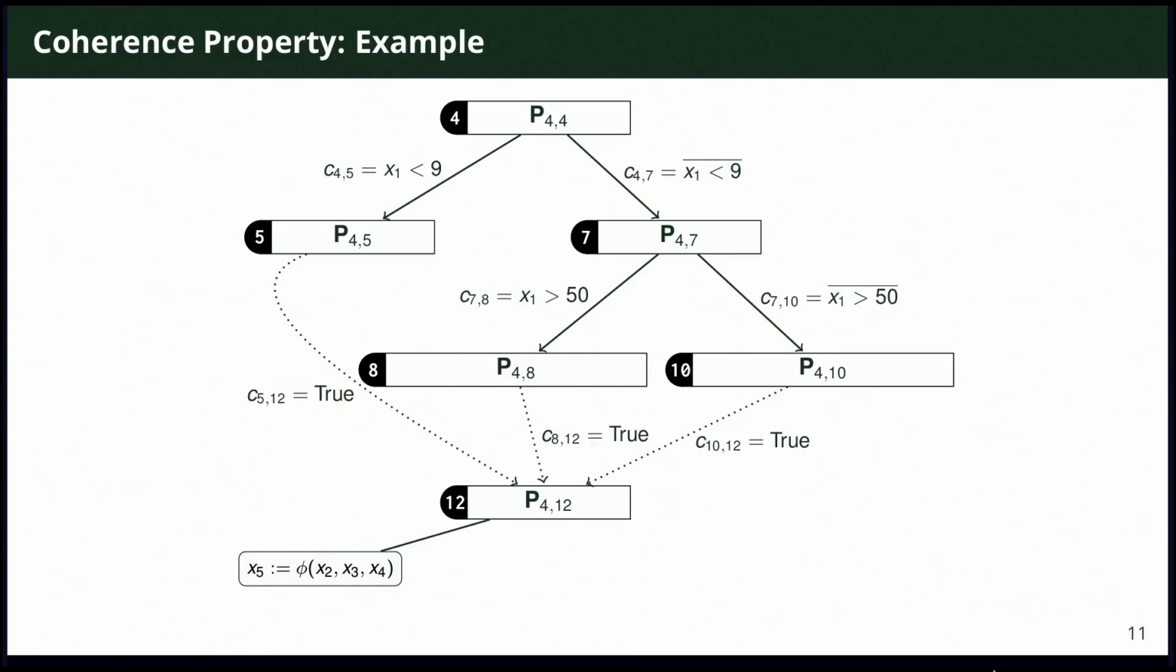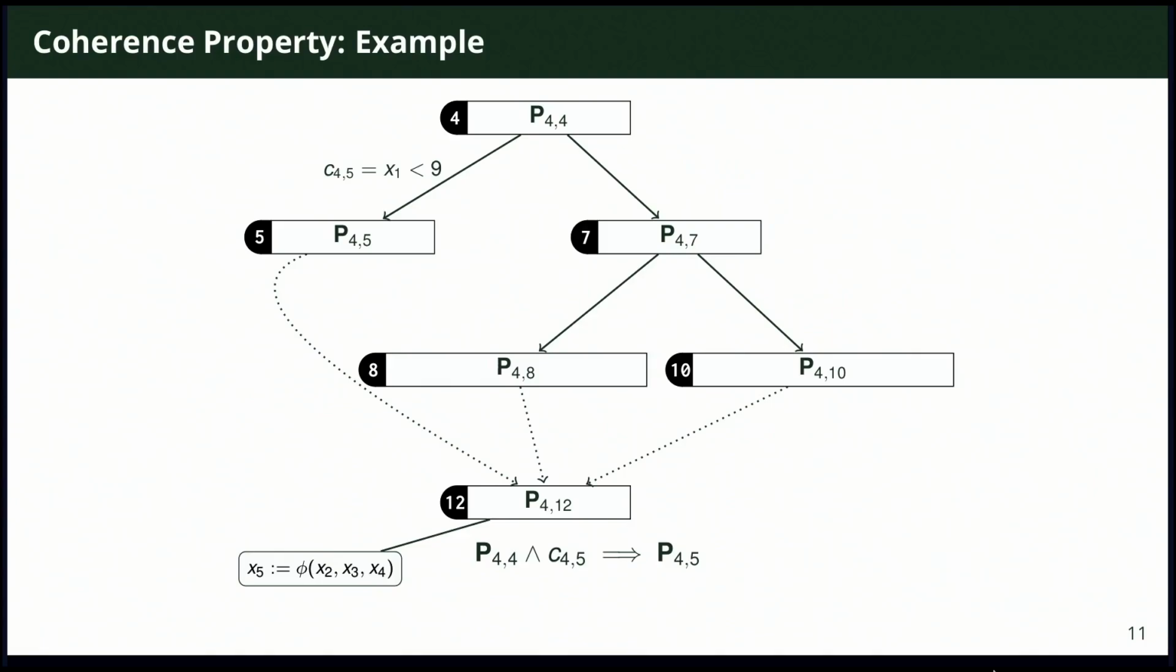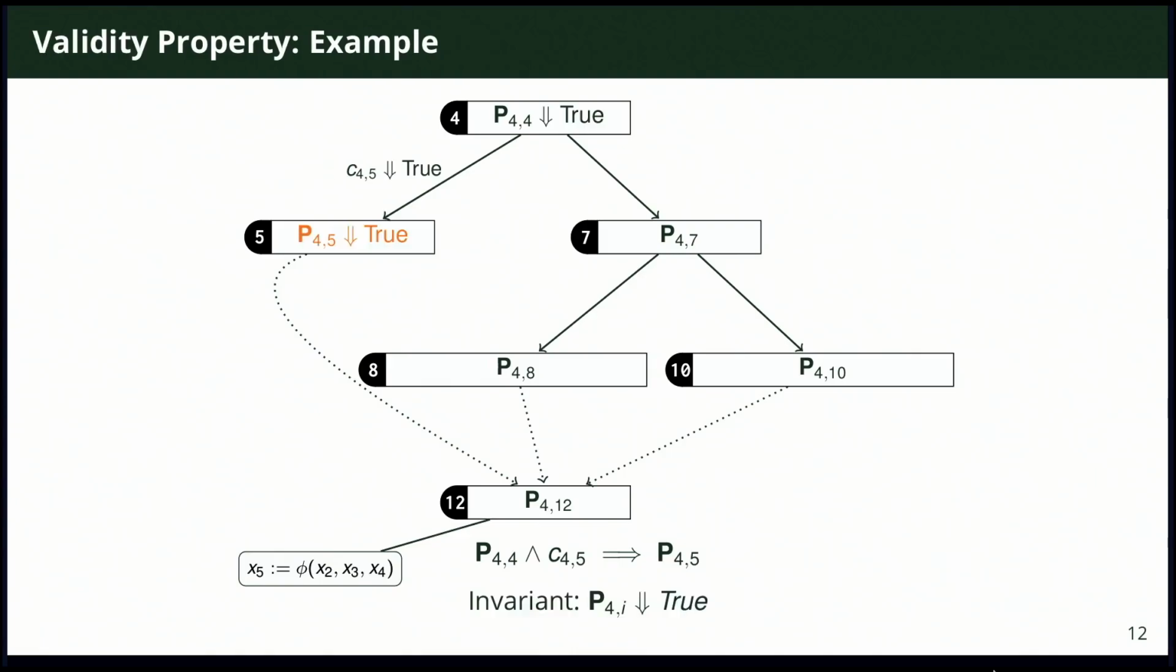We can come up with a coherence property that says that for every node, for example, in this case node 5, we want to show that this predicate will be true whenever 4 holds and you took this C45 condition. This is now a small static property that we can prove using an SMT solver.